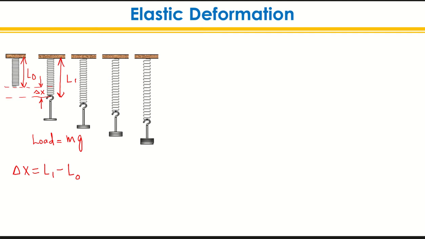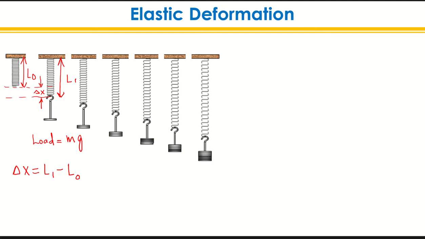And the extension produced, which we can call delta x, is the current length minus the original length without the load. If we put more weight on it, it is extended more and more. So we keep on adding masses, which increases the load, and the extension is increased.